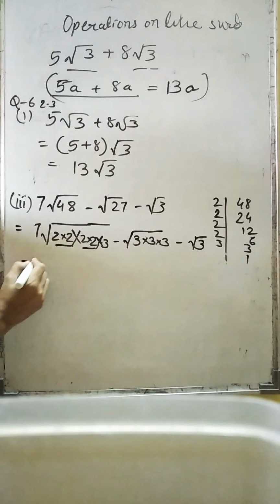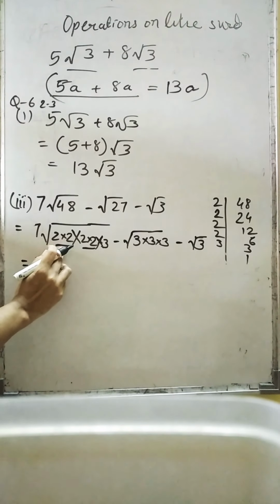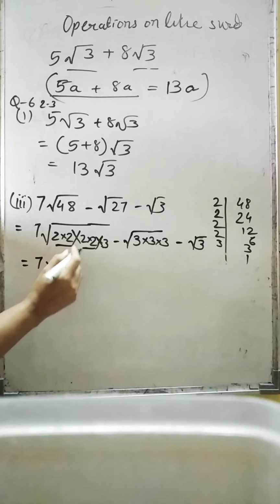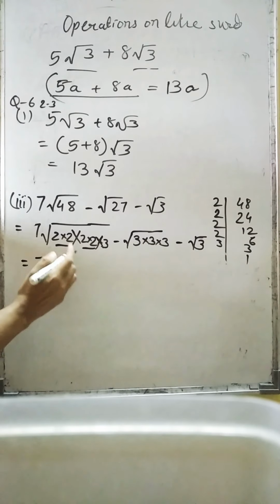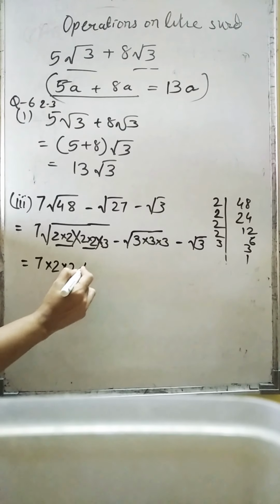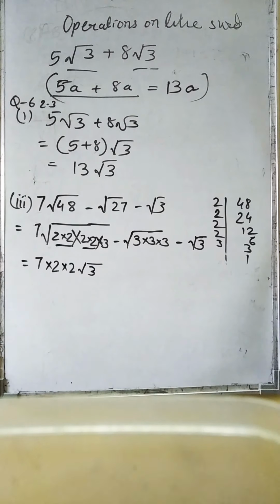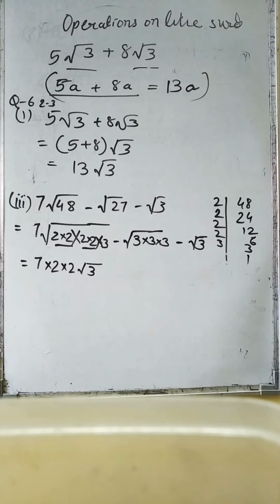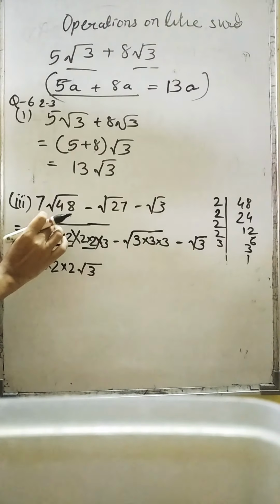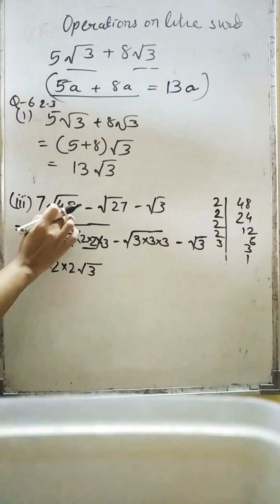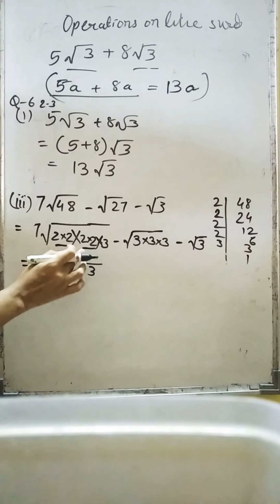So, 7, this is 2, one time 2 came out, the second time 2 came out. What remains inside? 3. Is this part clear? We are doing it for the first time. Yes, ma'am. Clear. All the things you are going to write down in the form of factors if it is not in the reduced form of surds.